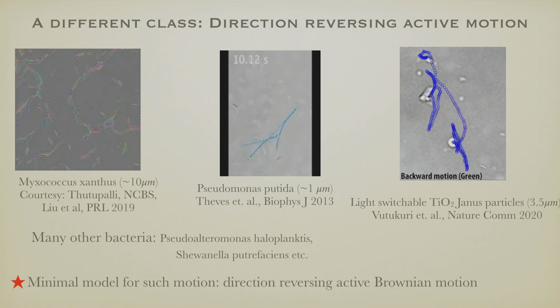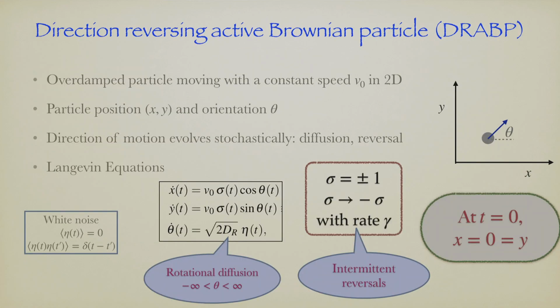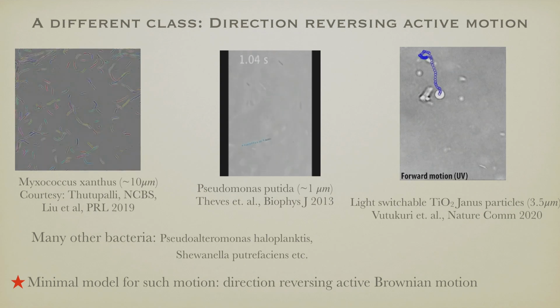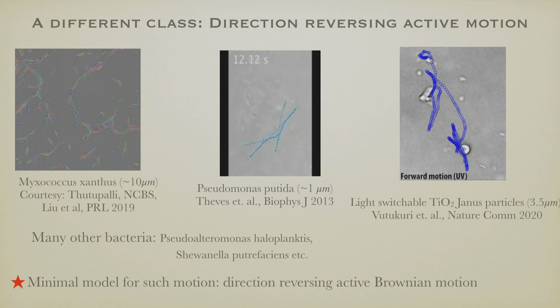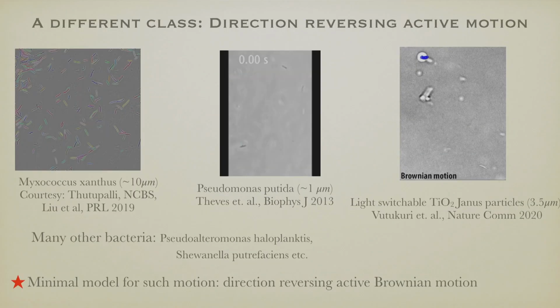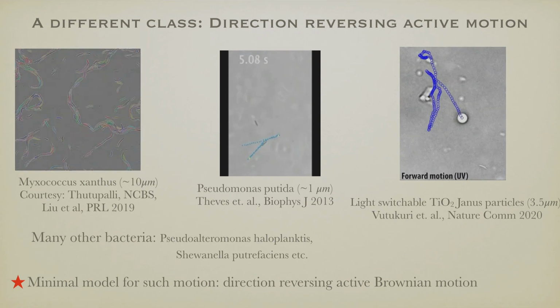So here, the first panel shows the motion of a kind of bacteria called Myxococcus xanthus, where you see that the particles reverse direction after a certain while. The second panel shows another bacterial motion, Pseudomonas putida. If you follow the blue track here, it also reverses direction after a stochastic interval. And the third one is an experiment done with light-switchable titanium oxide Janus particles which are half coated with gold. These also show a motion which reverses its direction suddenly in an intermittent manner.